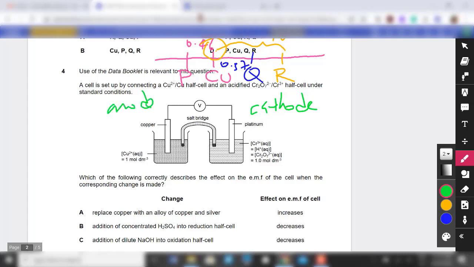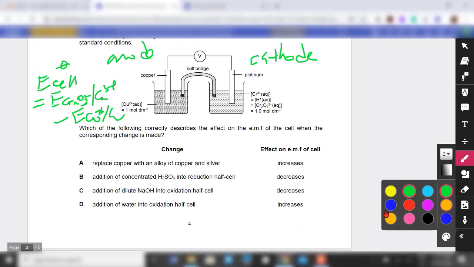Okay, so in this case, your E cell will be equal to E reduction, which is the dichromate half cell, minus E oxidation, which is the copper 2 copper half cell. Okay, we need this particular information in order for us to move on with the choices, in selecting the correct choices. So the next thing that we need to look at is the choices we have.